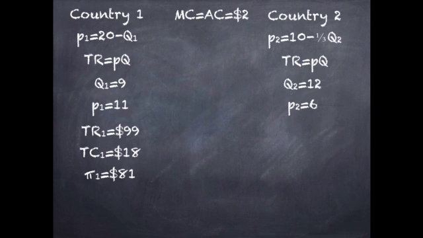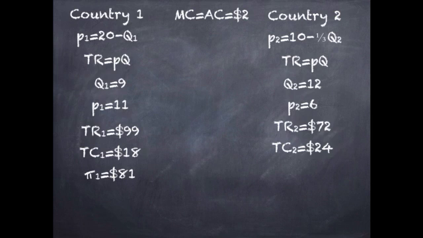I get total revenue in country 2, which is just going to be Q2 multiplied by P2, 12 times 6. It's going to be equal to 72. Total cost is going to be equal to average cost of 2 multiplied by the quantity, which is 12, which is going to give me 24.